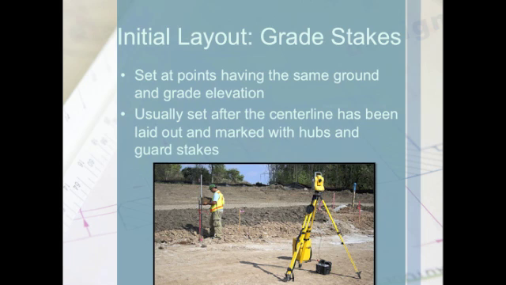Grade stakes indicate the exact grade and elevation to the construction force. The surveyor must consult the plans to determine the exact elevation of the subgrade and the distance from the centerline to the edges of the shoulders. Grade stakes are a set of points having the same ground and grade elevation. They are usually set after the center line has been laid out and marked with hubs and guard stakes. They can be reestablished if the markers are disturbed by construction equipment.